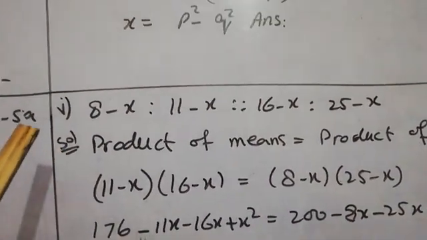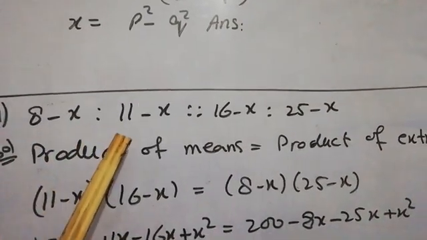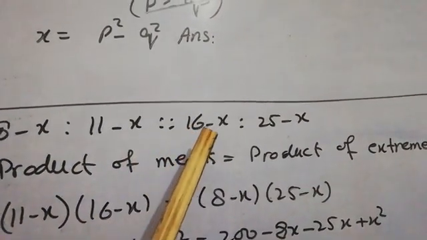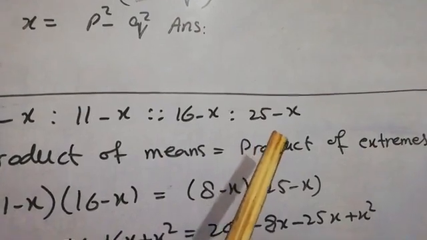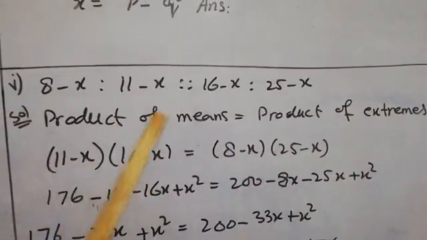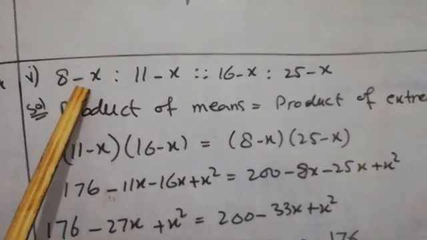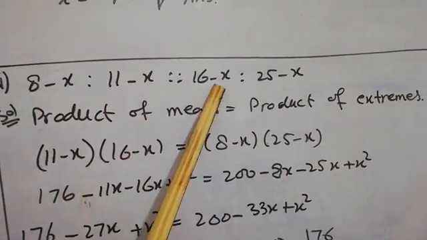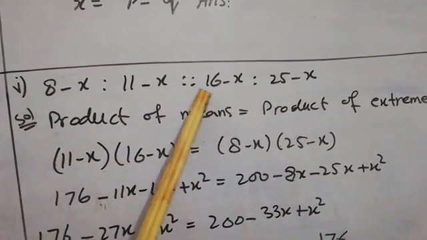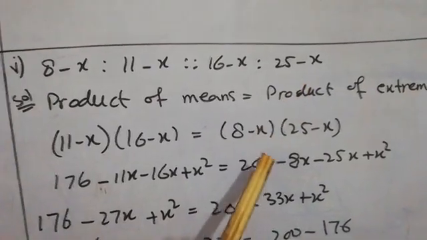Like this pattern, we have the last part number 5, 8 minus x ratio 11 minus x proportion 16 minus x ratio 25 minus x. This is given with the proportion sign, so use the formula product of means equals product of extremes. Now we will multiply the means values, the middle values, with each other, 11 minus x into 16 minus x and 8 minus x into 25 minus x.